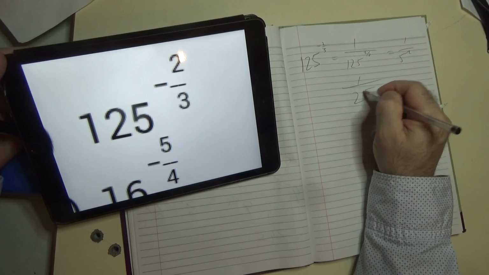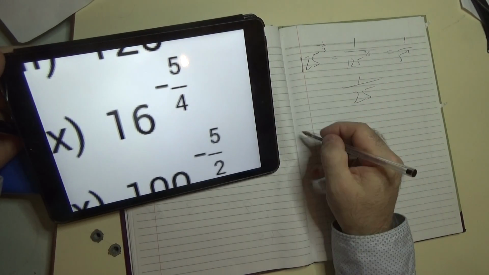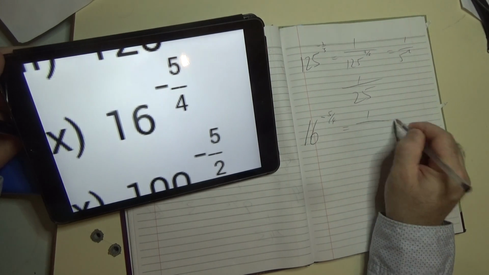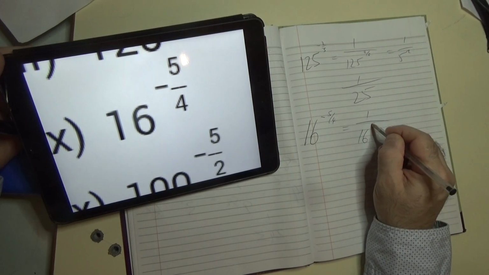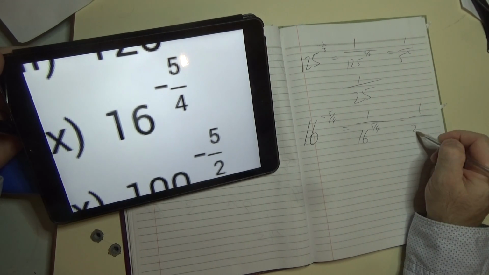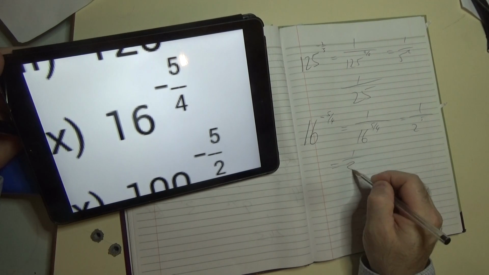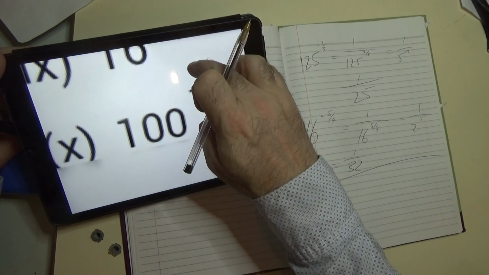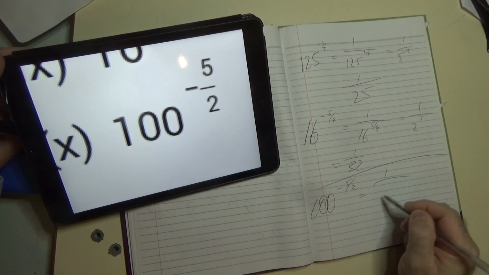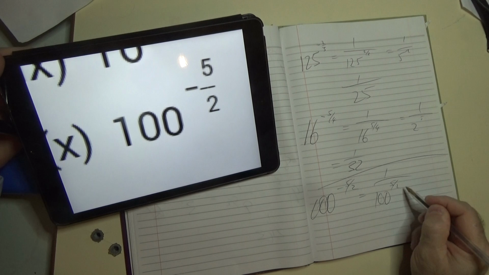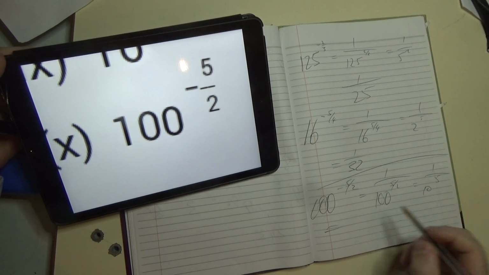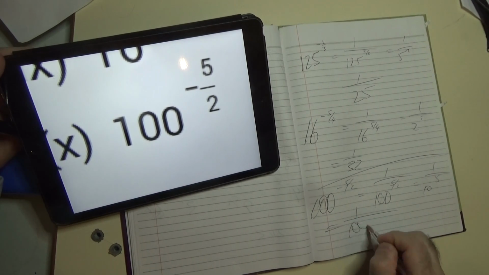So 1 over 25 for this one. Eliminate the minus with 1 over 16 to the 5/4. 16 to the quarter is 2, so 1 over 2 to the 5, which is equal to 1 over 32. Okay, 1 over 10 to the 5, 1 over 100,000.